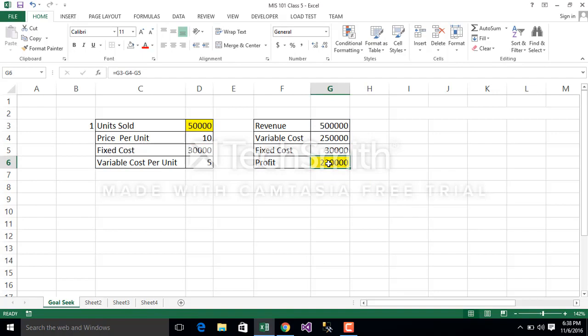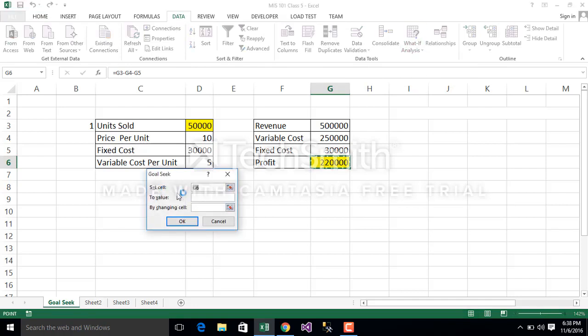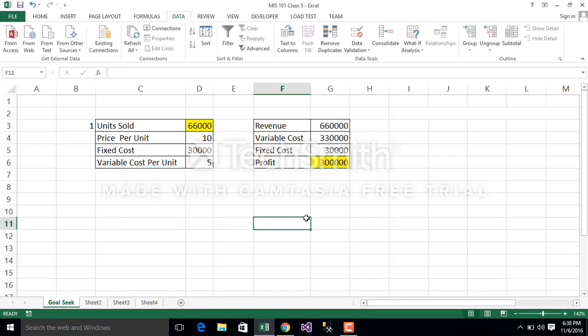So click here, and we want to change this profit, then go to Data, use the goal-seek button, and this is our set cell, and in this cell we want to change our profit, and that is to value 3 lakhs, by changing units sold. Just see, if we are able to sell 66,000 units of product, then our profit will be 3 lakhs.